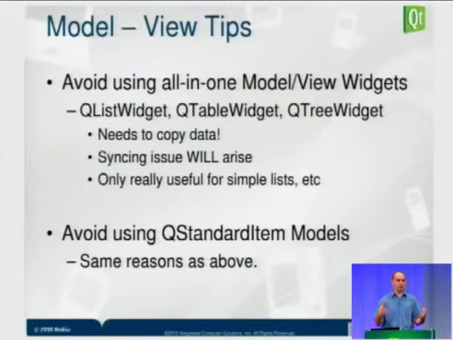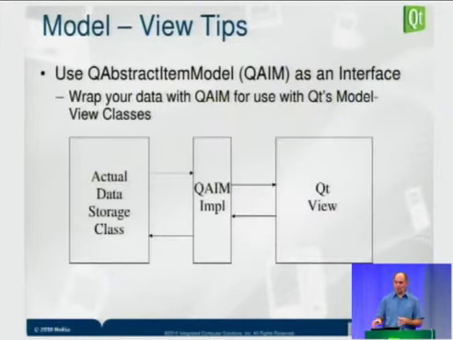The better solution for this is to implement your own QAbstractItemModel, which from here on in will be abbreviated to QAIM. So you're going to use this as an interface class to your actual data. Your actual address book would be the data storage mechanism, and the abstract item model would just be a wrapper. And then the Qt view just sees it as a data model. It doesn't see anything different from that or the standard item model.